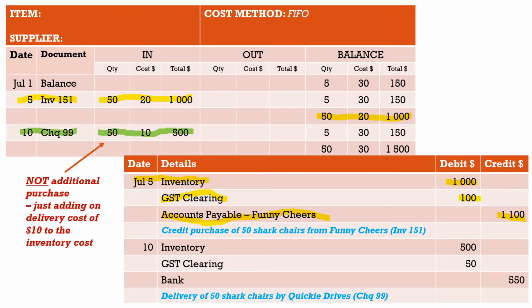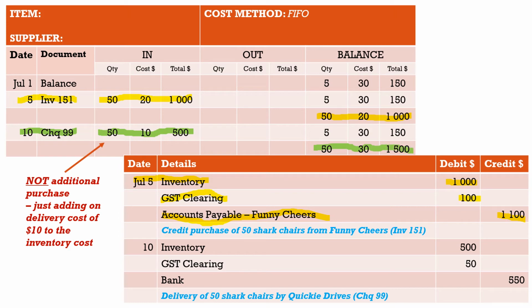At this stage here, it is important to remember that we are not buying additional 50 units. Instead, we are only adding the additional cost of $10 delivery cost to the inventory cost. So here in our balance column, we can see that the balance of our inventory of the new batch that we've just bought is now 50 units with a cost price of $30 per unit.